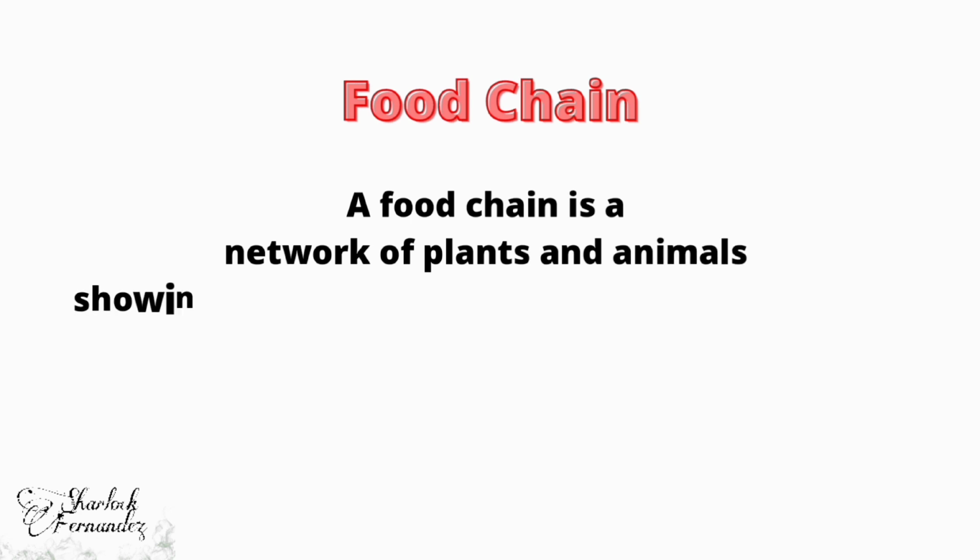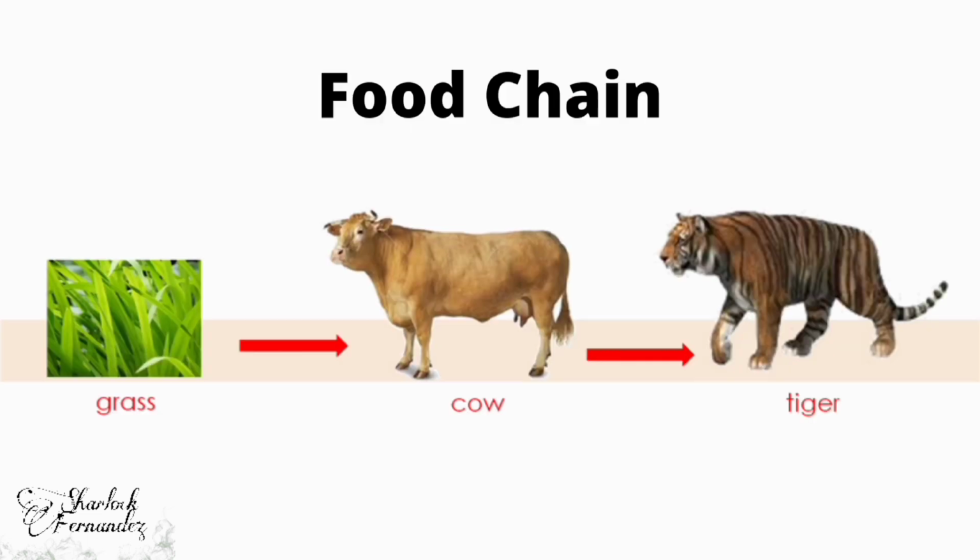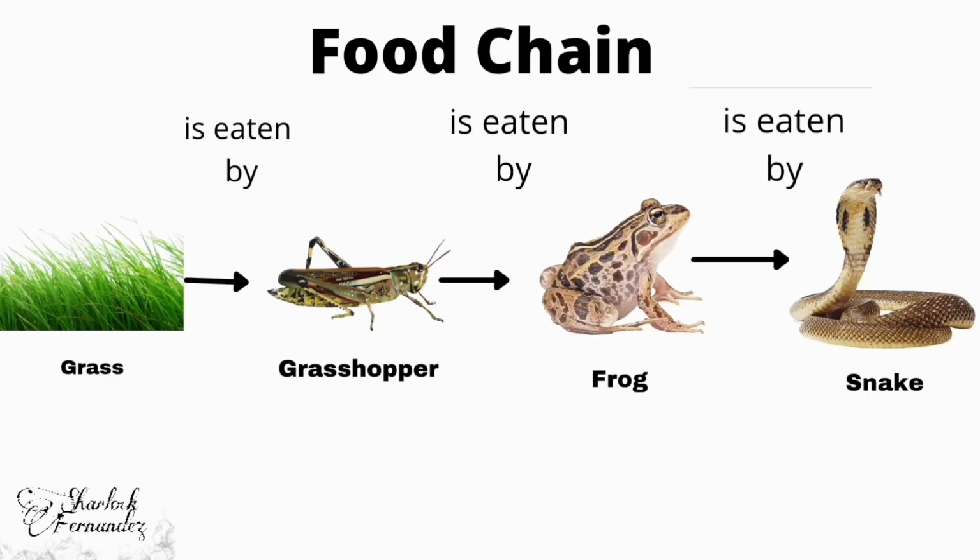A food chain is a network of plants and animals showing the feeding relationship between them. Here are a few food chains to understand the feeding system among plants and animals. We have grass. The grass is eaten by the cow. The cow is eaten by the tiger. On another side we have the grass. The grass is eaten by the grasshopper. The grasshopper is eaten by the frog, and the frog is eaten by the snake. Have you noticed that all the food chains start from the plants, the producers?